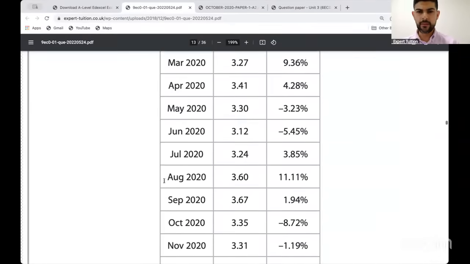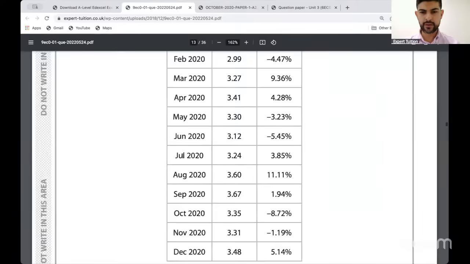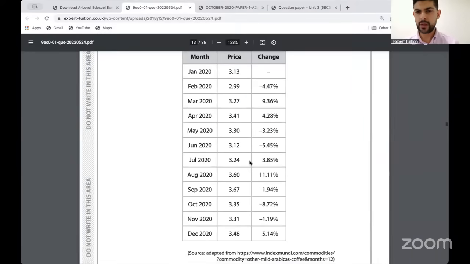coffee beans. These are pretty significant, wild increases in prices and decreases in prices. So August 2020, for example, it goes up by 11.1% relative to just a month ago. That's a big price change. So on the surface level, this seems pretty straightforward.